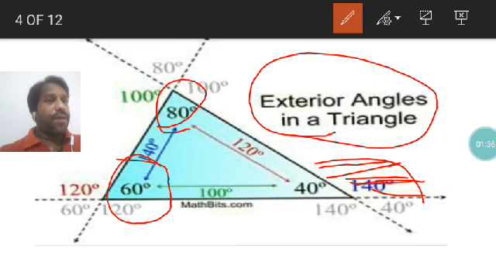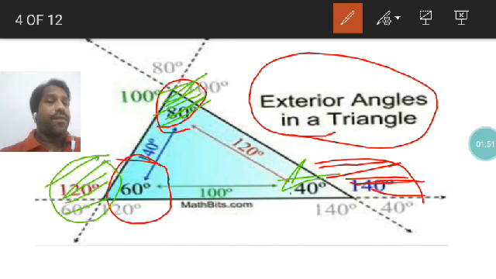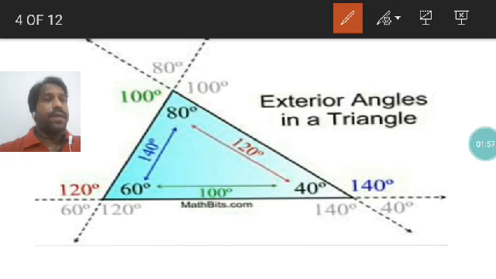If you take this as the exterior angle, so its sum is equal to, see here, this 80 degree and this 40 degree. So that is what the exterior angle property is called.